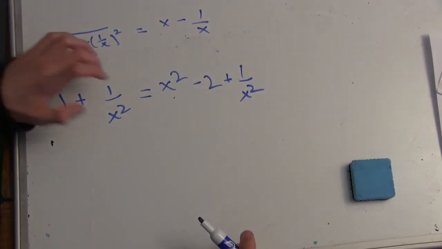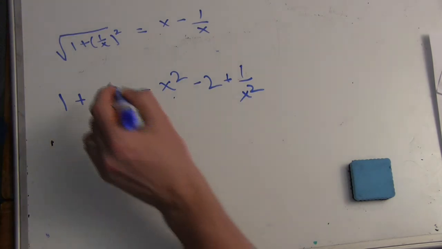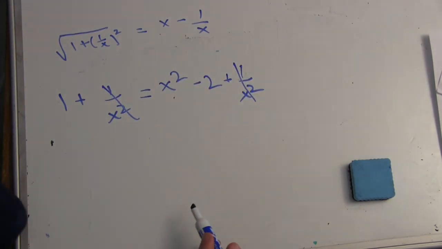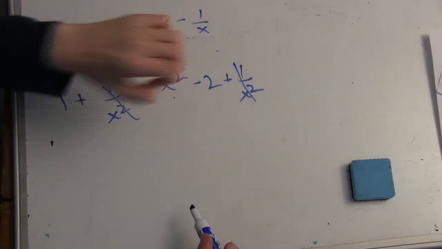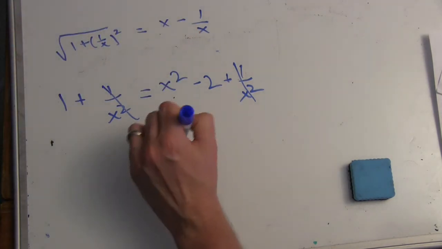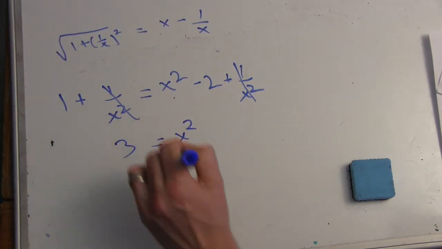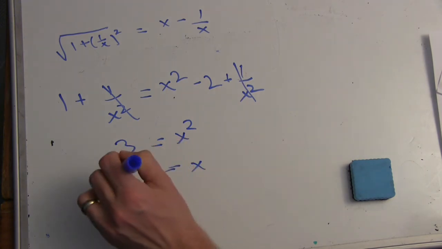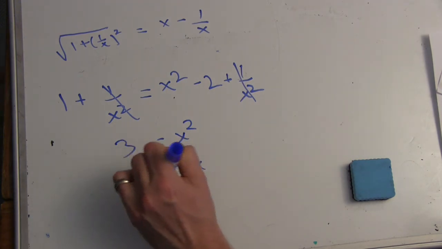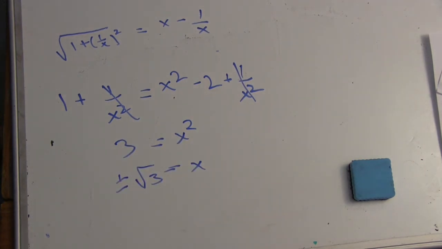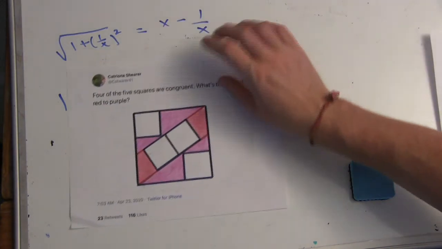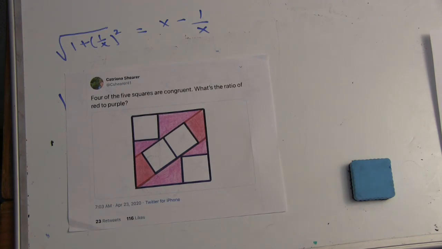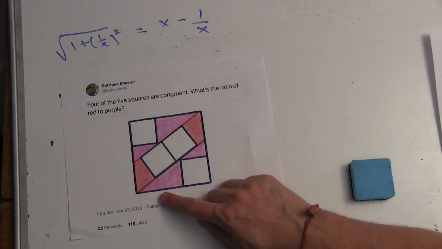So you can subtract 1 over x squared from both sides. And then add 2 to both sides, you get x squared equals 3. So that means x would be square root of 3. So plus or minus, but the distance, we're assuming it's positive. So that tells me x is root 3. Okay. So I get my root 3.